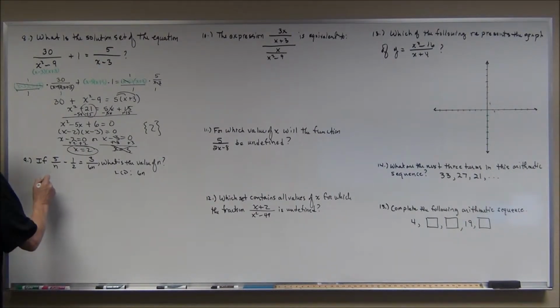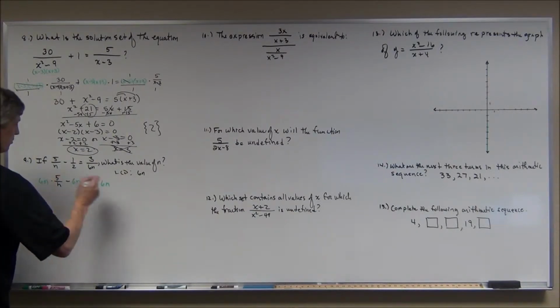6n times 5 over n minus 6n times 1/2 equals 6n times the right side, which is 3 over 6n.